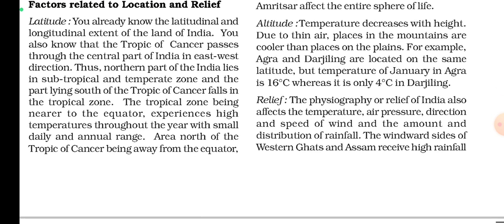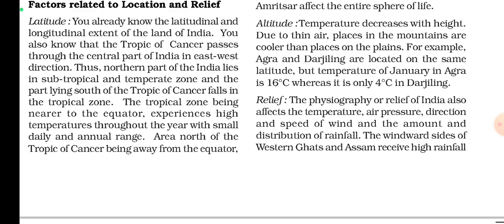Altitude. Temperature decreases with height. Due to thin air, places in the mountains are cooler than places on the plains. For example, Agra and Darjeeling are located on the same latitude, but the temperature in January is 16 degrees Celsius in Agra, whereas it is only 4 degrees Celsius in Darjeeling.